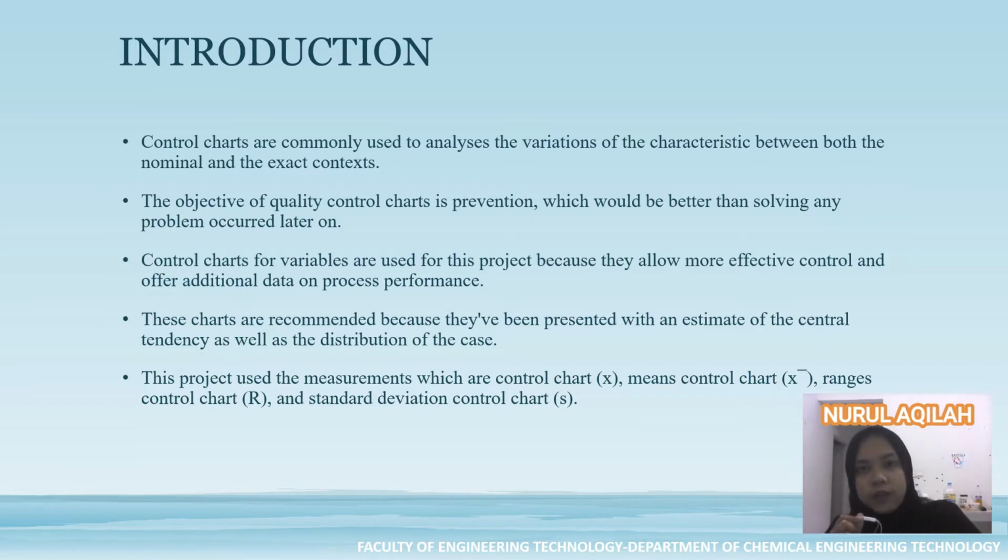So the objective of quality control is prevention. Control charts for variables are used for this project because they allow more effective control and offer additional data on the process performance. These charts are recommended because they present an estimate of the central tendency as well as the distribution of the case. So this project uses the measurements which are the control chart X, mean control chart X bar, range control chart R, and standard deviation control chart S.